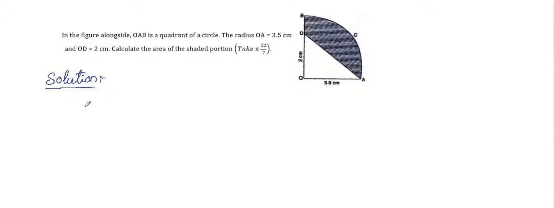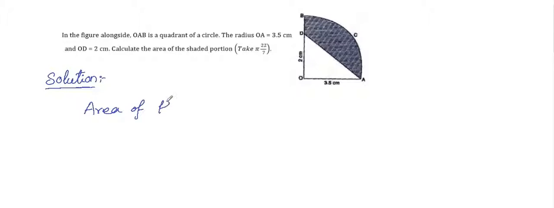Take a look at the diagram. It's one quadrant of the circle. Let that quadrant be OAB. Some area is shaded, and the radius OA is 3.5 centimeters, and OD is 2 centimeters. We need to find the area of the shaded region.